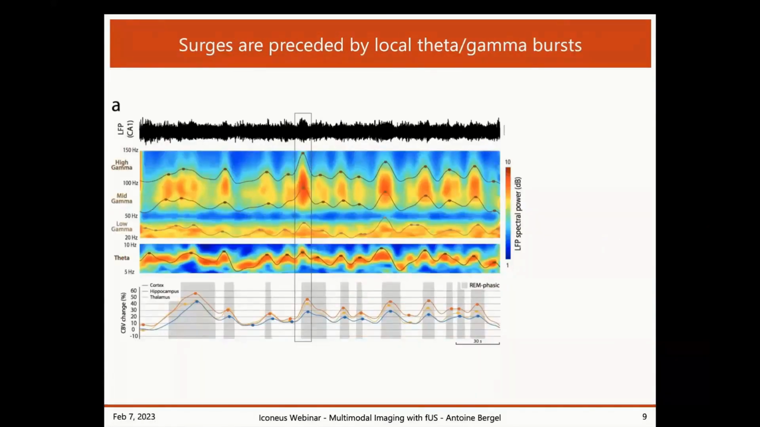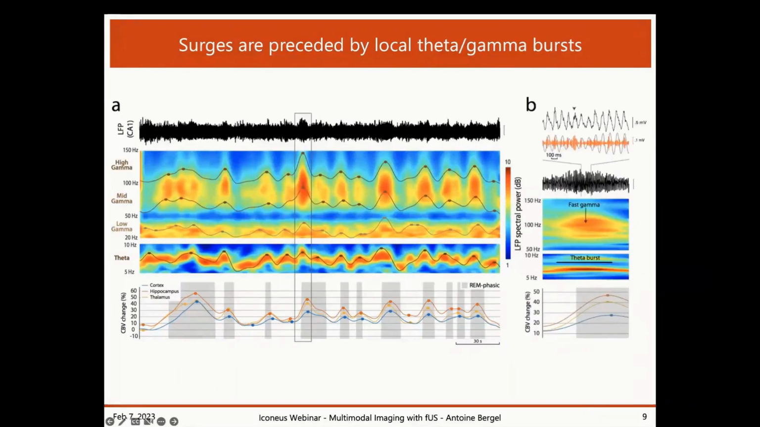So when we do that, we can do time frequency analysis, which is a standard technique in electrophysiology. This is a full REM episode, and on the bottom we have the vascular activity, the CBV change, and we see these pushes, these surges of vascular activity. And most of these surges are preceded by a specific pattern of electrical activity. This specific pattern is stereotyped. It's always the same. Suddenly you have an increase in both the theta and gamma activity. These theta bursts have been described during REM sleep.